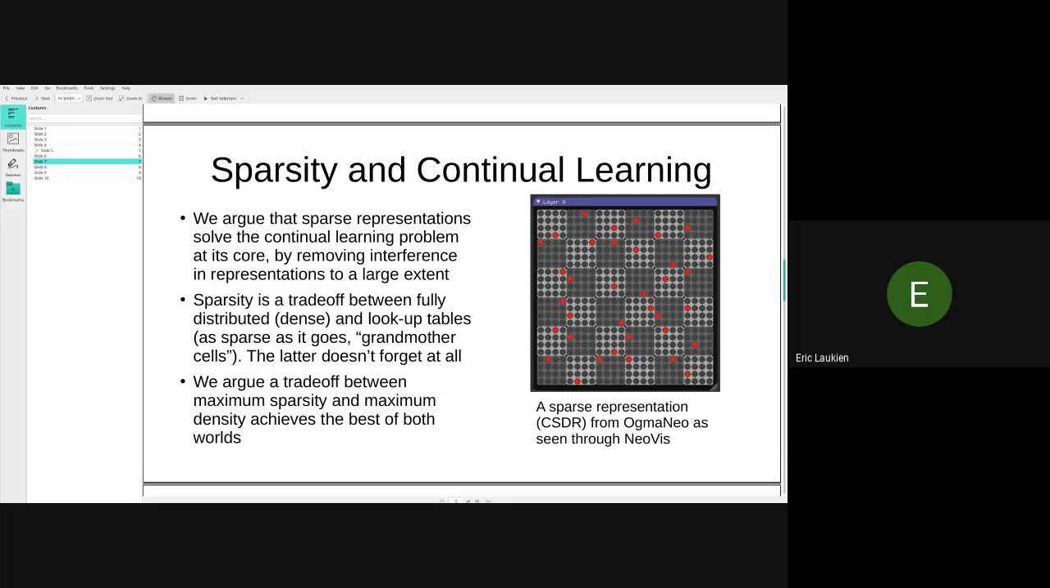Especially if you go for it on the Wikipedia entry for catastrophic interference. But sparsity is basically a trade-off between fully dense and grandmother cell style lookup table stuff. Grandmother cells, for those not familiar, is basically the original theory where it's so sparse that you have just one active cell that, say, represents your grandmother. And we argue that the trade-off between fully sparse and fully dense is actually not a linear thing. Basically, if you go in between, you get the best of both worlds.